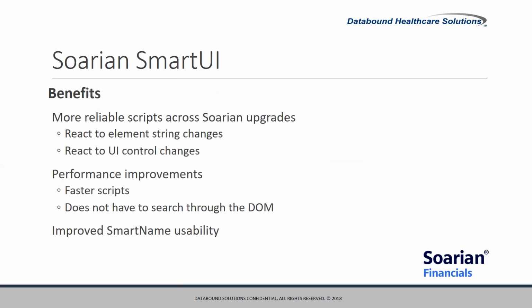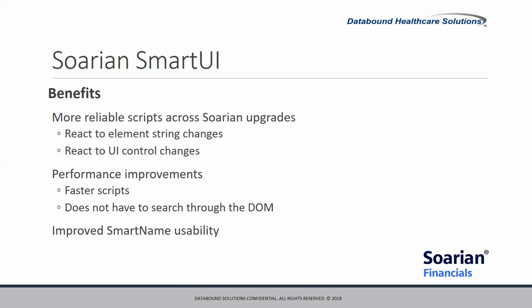Benefits: more reliable scripts across Soarian upgrades. That's really the challenge we're trying to overcome. We have to react to element string changes. Every time something changes, we've got to go out and fix something, or we have to react to these UI control changes I just mentioned, because the behaviors change as they support new versions of a browser. Things behave differently, which means we've got to do work, which means you have to update scripts. So if we go to the Smart UI and cover as much as we can with that, it's going to benefit everybody in the long run. Less maintenance for you, less maintenance for us as well.